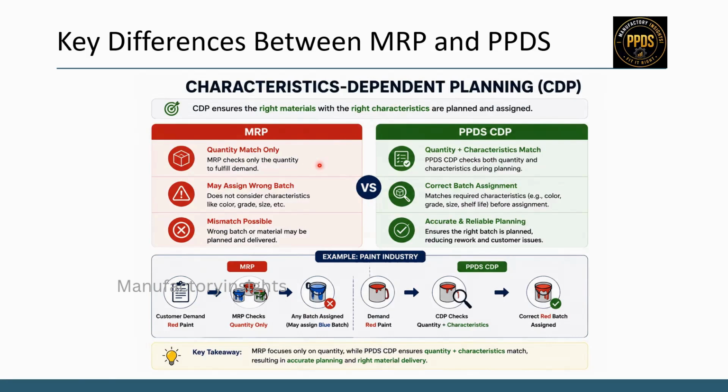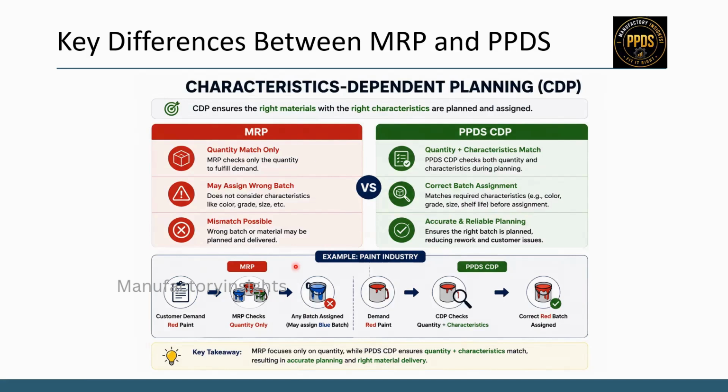The next key difference we will see is characteristics dependent planning. In MRP, the planning run only considers the quantity during planning. It can't ensure that components with the same characteristic values are matched with the demand elements that have characteristic values assigned to them. But with PPDS CDP, it is possible to match the characteristics during planning. If there are no existing receipts with the same characteristic value, new receipt elements are created to fulfill the demand.